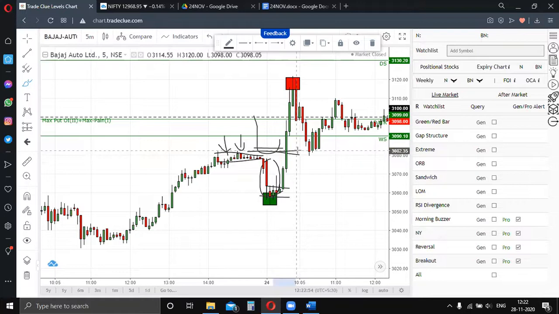So the alert came in this zone as well, where we asked you to accumulate between 3090 to 3080. And just because of those trapped sellers, it shot up and gave you a very handsome profit in a matter of the next 10-15 minutes.